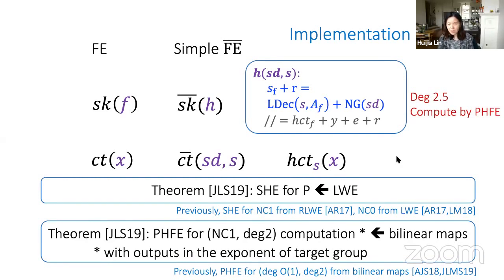And one catch with this construction is that the output will be computed in the exponent of the target group. And therefore, if we really want to obtain the output of function H, which is going to be computed in the exponent of the target group, we need to do discrete logarithm by brute force. And to do that, we really need both E plus R to be small in order to make that feasible. And this is why we want a noise generator to have polynomial-sized, polynomial magnitude output.